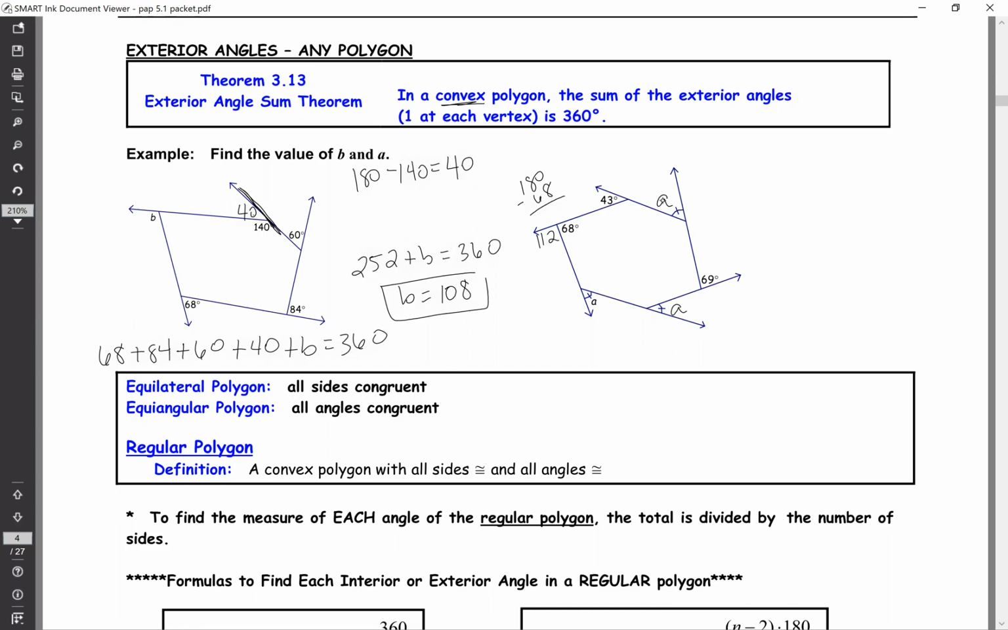So now we can go write our equation. So first, I'm going to count the A's. We have 1, 2, 3. So I have 3A plus the 112 plus the 43 plus 69. And that should equal 360 because these are all exterior angles. So now combine like terms. So 112 plus 43 plus 69, so 224. So 3A plus 224 equals 360. Subtract 224. So we get 3A is 136.